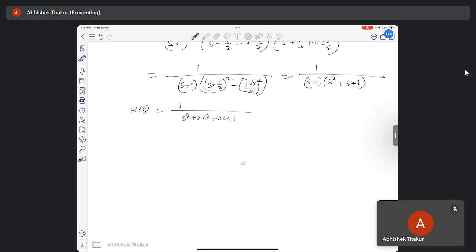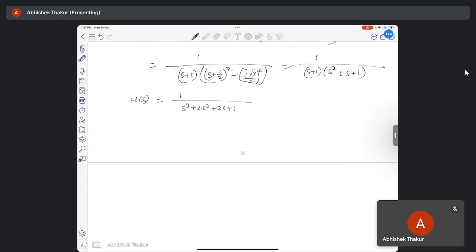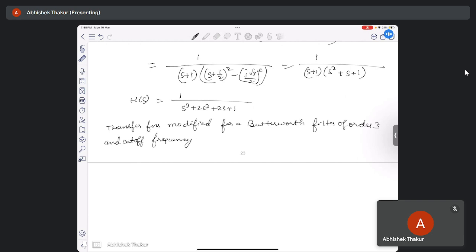Now, the modified transfer function for a Butterworth filter of order 3 and cutoff frequency omega c, what will it be? H(s) is equal to 1 by, we have to substitute s by s by omega c, so it is (s by omega c) to the power of 3 plus 2 into (s by omega c) squared plus 2 into s by omega c plus 1.